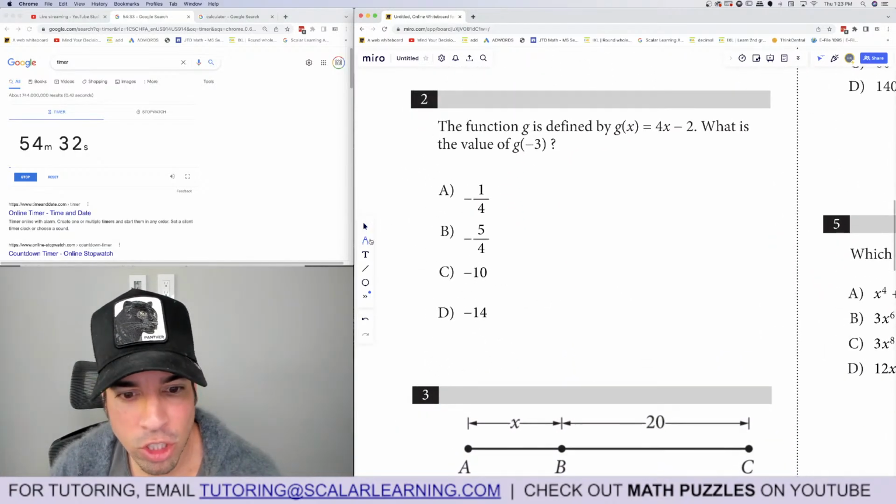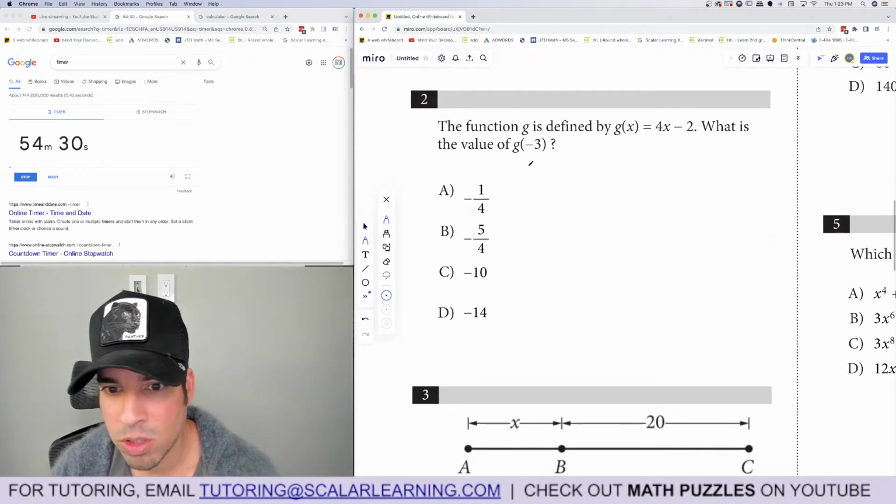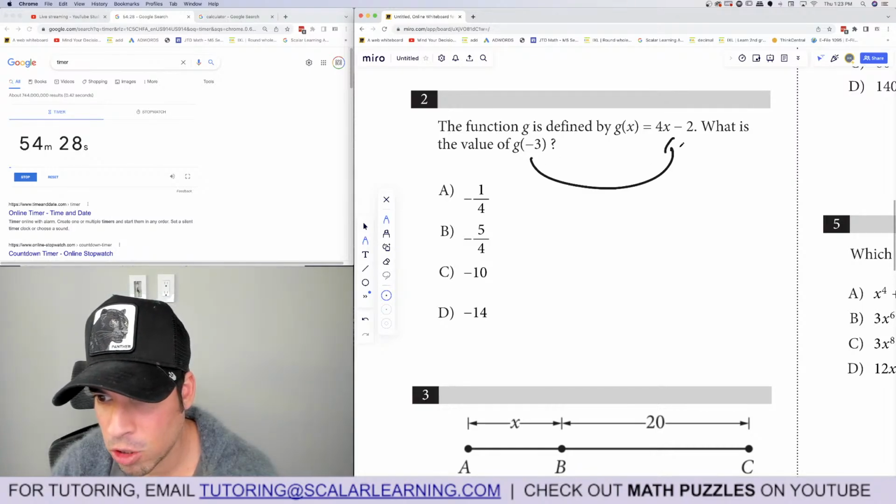All right, number 2. Function g is defined as g(x) = 4x - 2. What is the value of g(-3)? Plug and chug, function notation. So we just replace the x in here with -3.